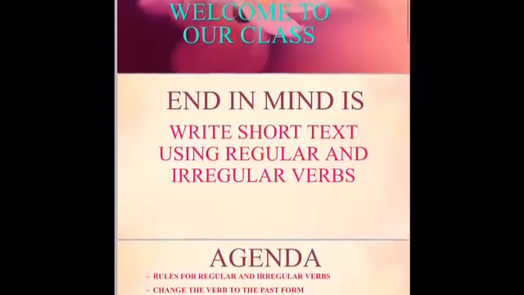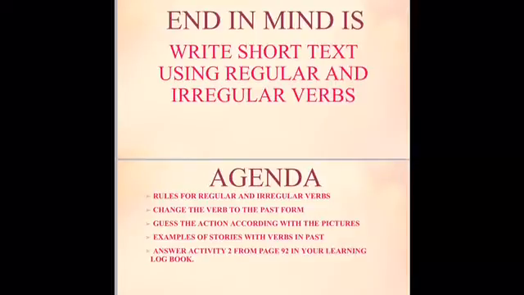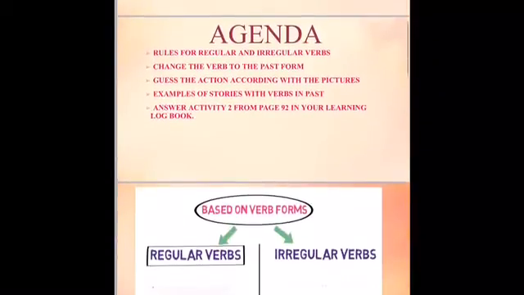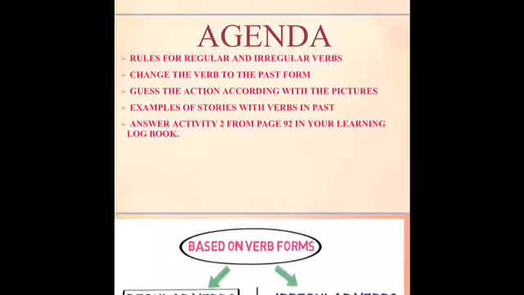Today, our aim is to write a short test using regular and irregular verbs. What exactly is going to be our agenda for today? First of all, we have rules for regular and irregular verbs. Then we change the verb to the past form. Guess the action according to the pictures. Examples of stories with verbs in past. Finally, answer activity 2 from page 92 in your learning logbook.